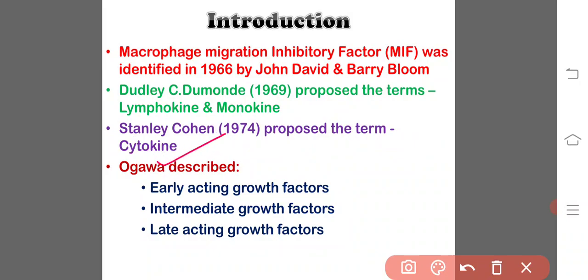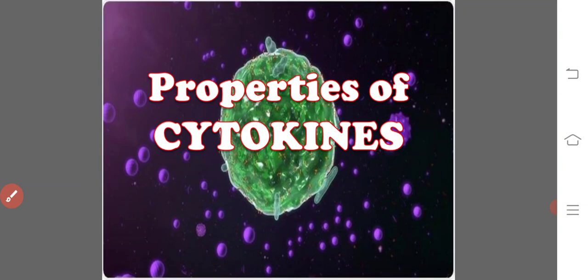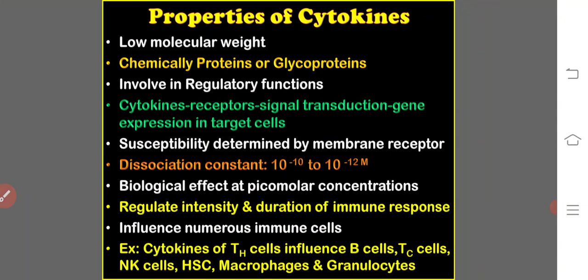Later on, Ogawa described the importance of early acting growth factors, intermediate growth factors and late acting growth factors. Coming to the properties of cytokines: what are the properties attributed to cytokines? Generally, cytokines have low molecular weight. If you observe the chemical nature of the cytokines, they are either proteins or glycoproteins, and most of them are involved in regulatory functions.